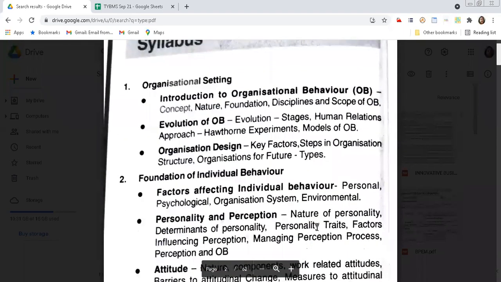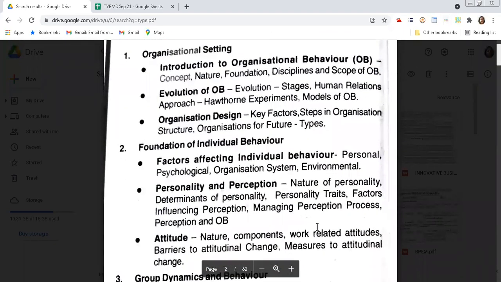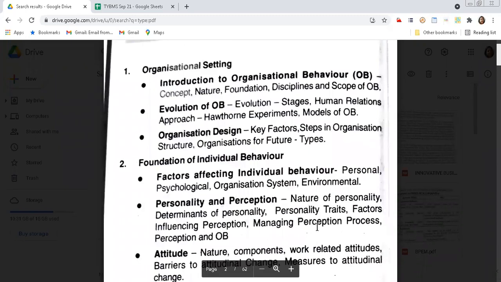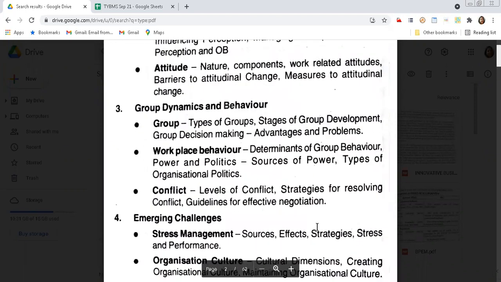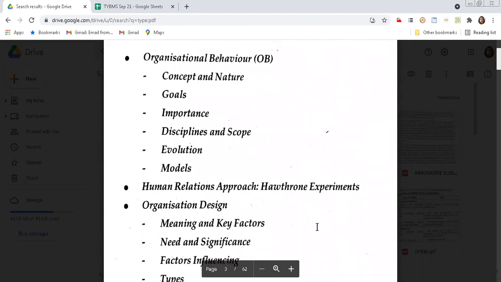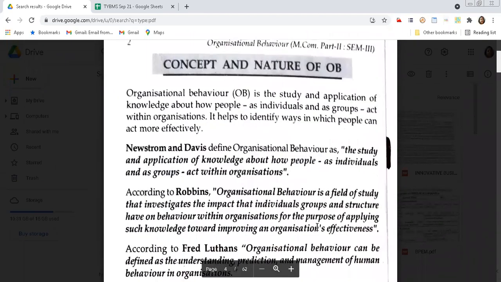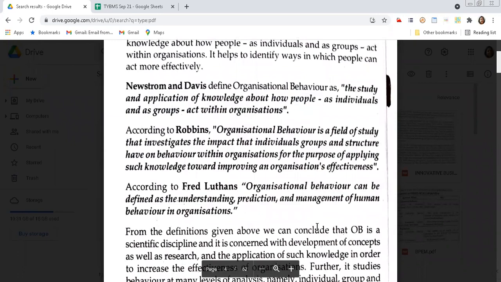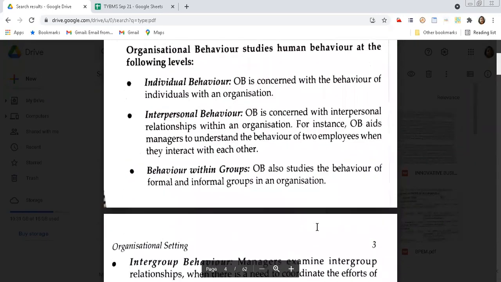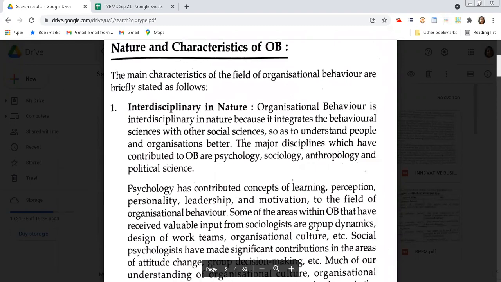How we started. Here you can see these are the contents in the first module. Introduction to organizational behavior, the concept, nature, foundation, discipline, scope, evolution of OB. Under that, different stages. Very importantly about Hawthorne experiments and the models of OB. Then organizational design, steps in organizational structure, and different types of organizational structure. So here we can see that we have seen the concept and nature of organizational behavior first. Then after that, we have seen the nature and characteristics of OB.